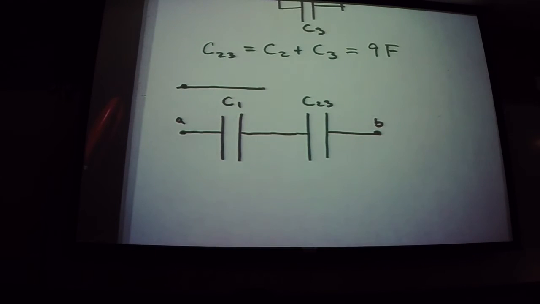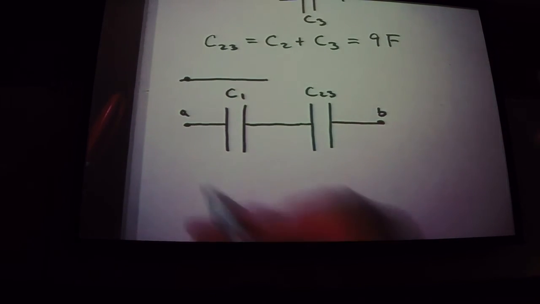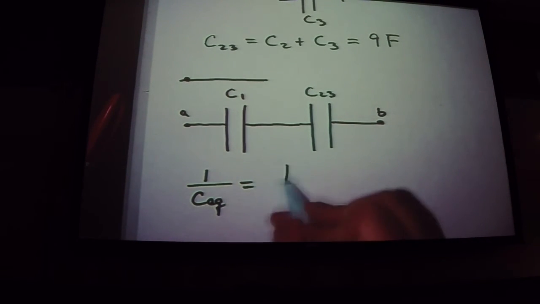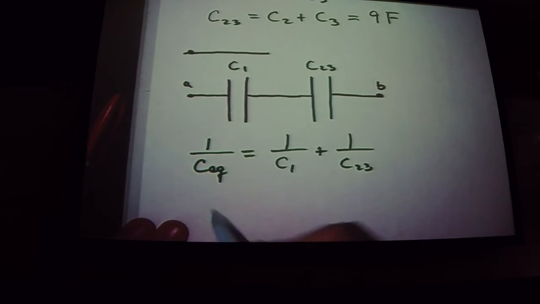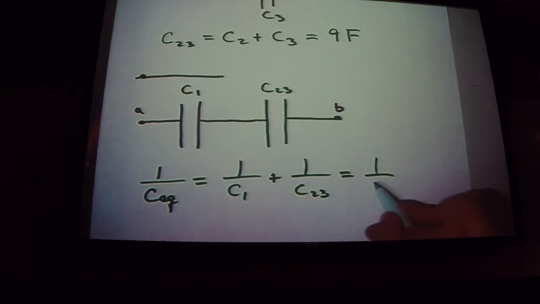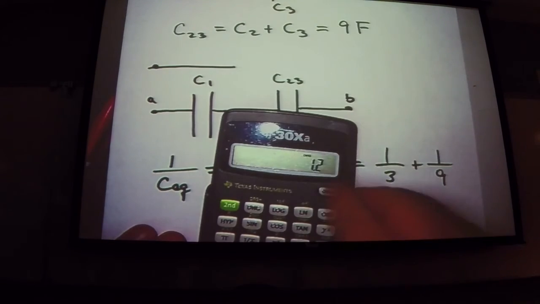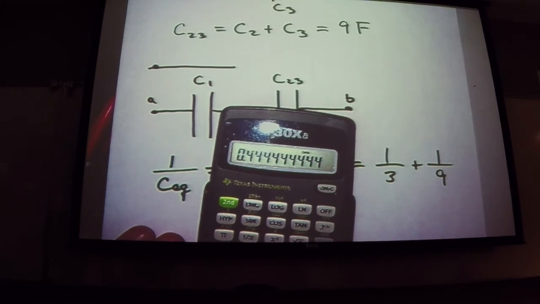And now these two are in series. So then I say, all right, 1 over my overall equals 1 over C1 plus 1 over C23. I don't know. 3, 1 over x plus 9, 1 over x equals 1 over x. Yes. Calculator manipulation.